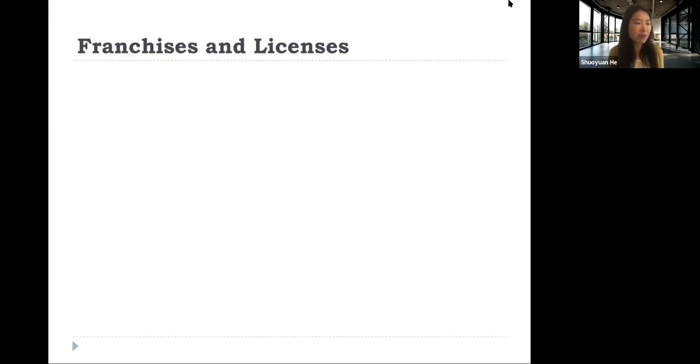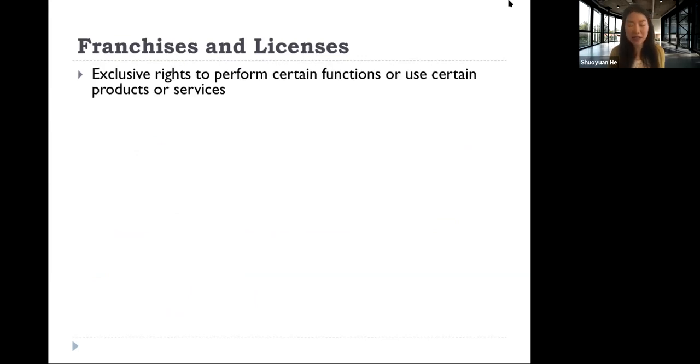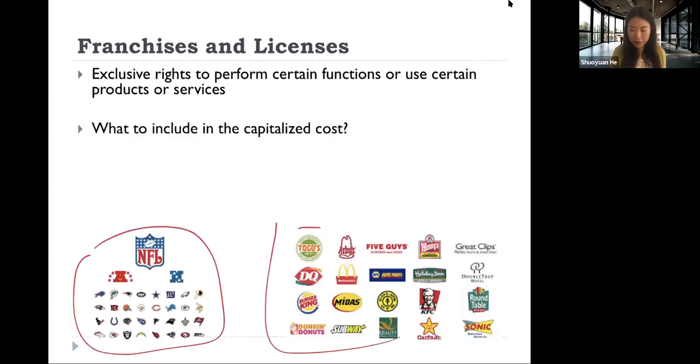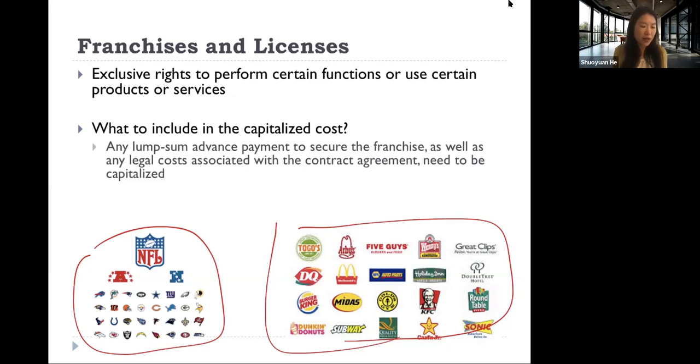The next item, franchises and licenses. Those are exclusive rights to perform certain functions or use certain products or services. And so those are some examples of franchises and licenses. What to include in the capitalized cost?